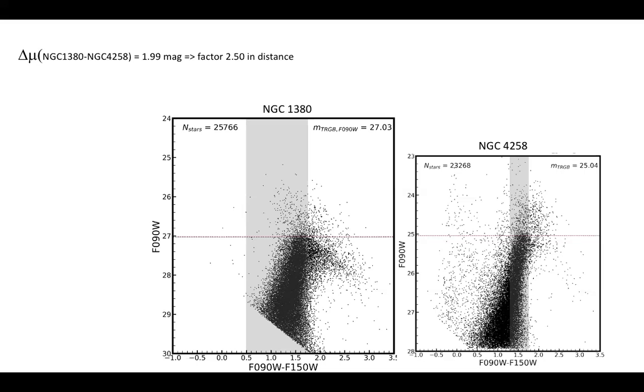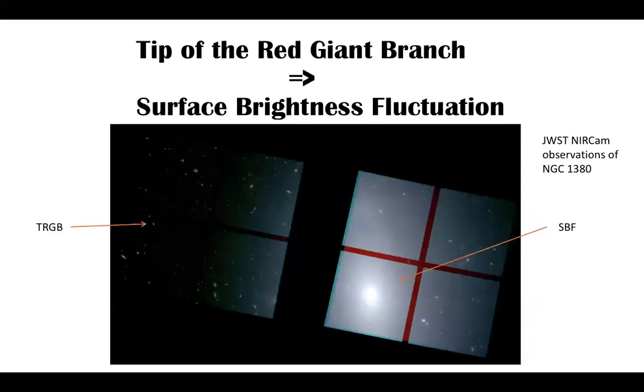Okay. So a very nice aspect then of the NIRCam camera on JWST is it's got these two different panels. And for us, that's great because what we can do is set one of the panels on the center of the galaxy where there's high surface brightness, the stars are high metallicity, and we can measure in an appropriate way the surface brightness fluctuations.